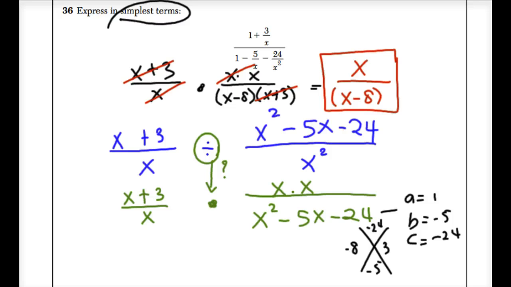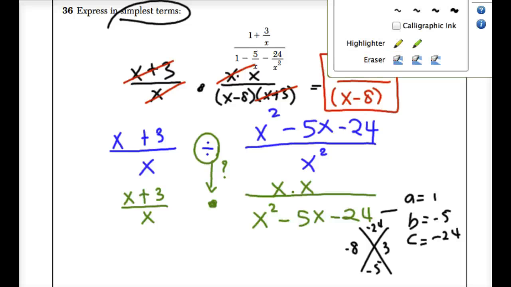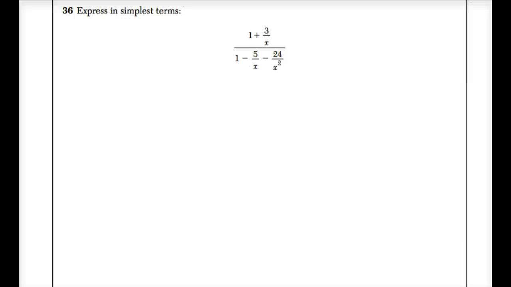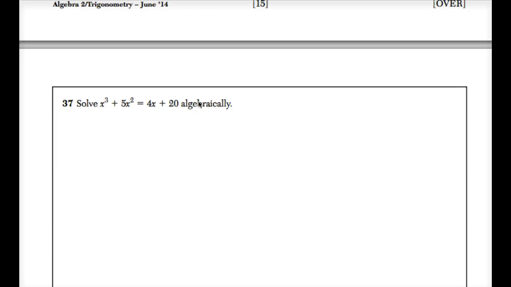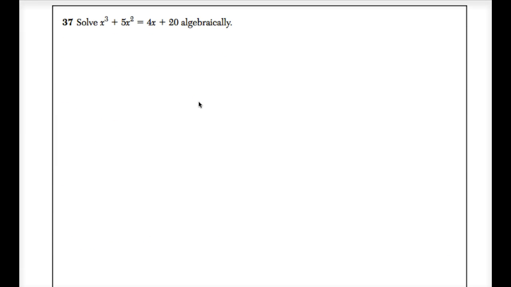Now we need to do 37 and 38, and that's it for today's review. So 37 is actually pretty cool. It says I want to solve for x. Algebra. Remember, the largest exponent here is 3. That tells me I will have 3 solutions. So what I want to do is make all of this equal to 0.